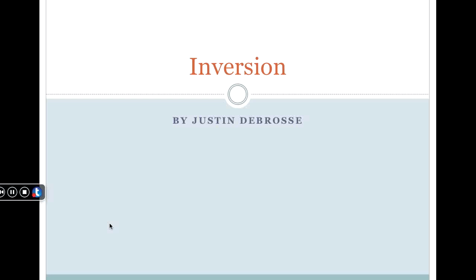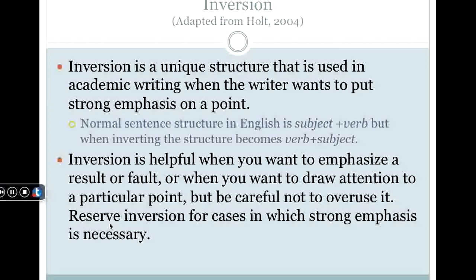Okay, so this video is going to be about inversion. Inversion is a unique structure that is used in academic writing when the writer wants to put strong emphasis on a point. So in English, normal sentence structure is subject plus verb. Typically in a statement, the subject comes before the verb. But when you invert the structure, you actually move the verb so that it comes before the subject.